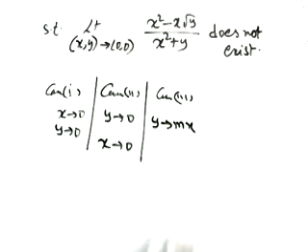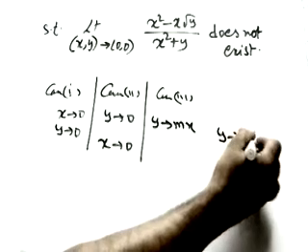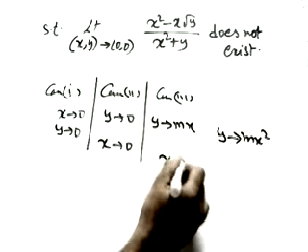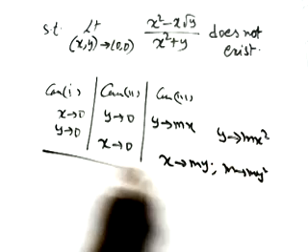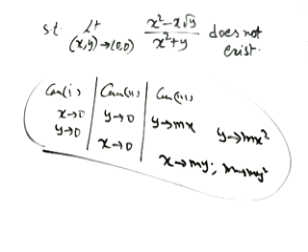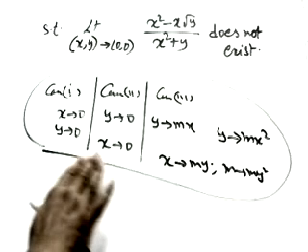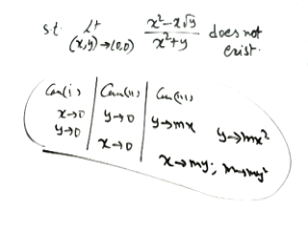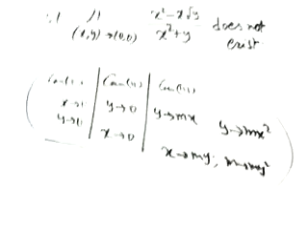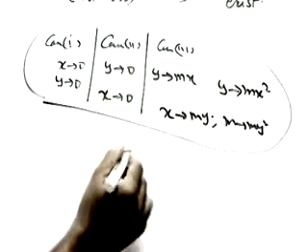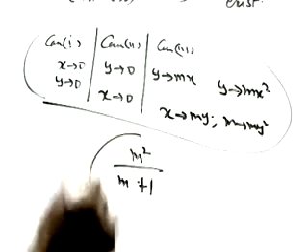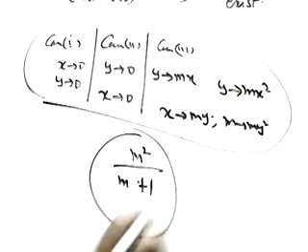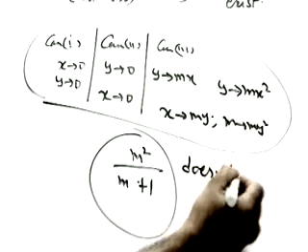See limit through y equals mx, through the line y equals mx. Or we can take y equals mx square, or x equals my, or x equals my square. Whatever we take, all of these should have the same value of limit. If the value of limit changes, then we say it does not exist, because the value should be unique. We should have only one answer. One more thing: when we substitute m, if we are left with, suppose, m square by m square plus 1 or m plus 1, the limit value in terms of m also does not exist.